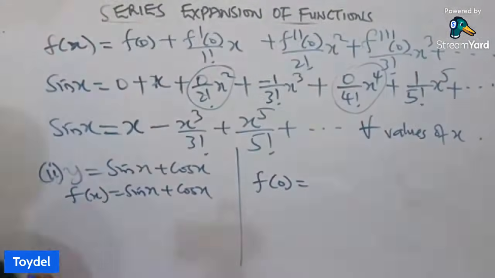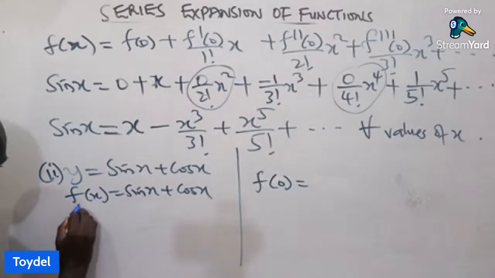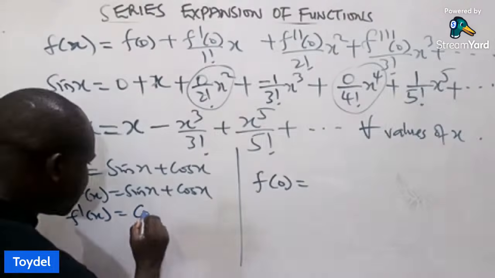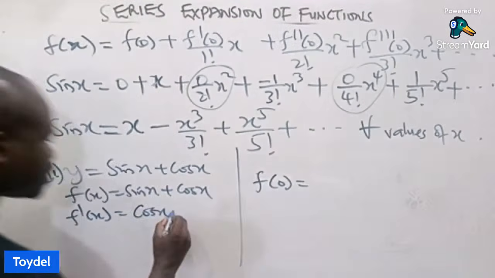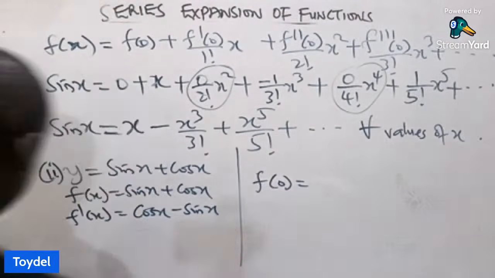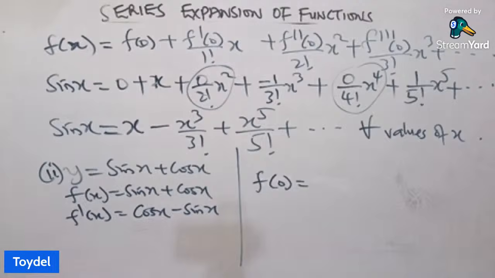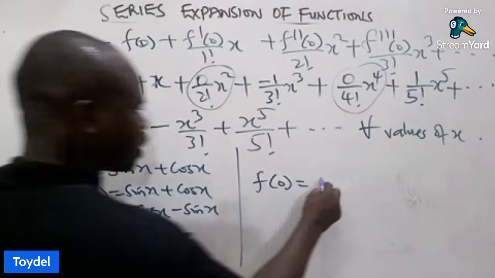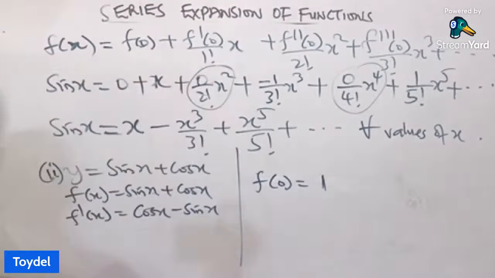When we get here, f of x is equal to sine x plus cos x. Then f prime of x will give us, when we differentiate sine, cos x. When we differentiate cos, it's minus sine x. That's what we are going to get. Then you substitute. Sine 0 is 0, cos 0 is 1. So we are going to have 1 here.